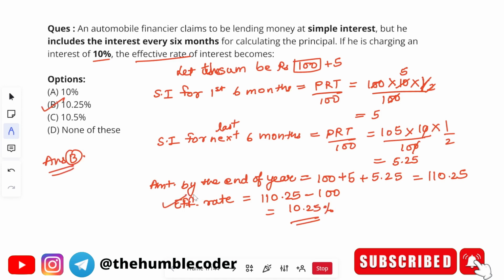For the effective rate, basically, whatever value we invested initially and whatever value we got at the end, we subtract those values. And since in this case we did not have some data, we assumed the data to be 100, and based on that we did our calculation. So finally we got our value as 10.25%.